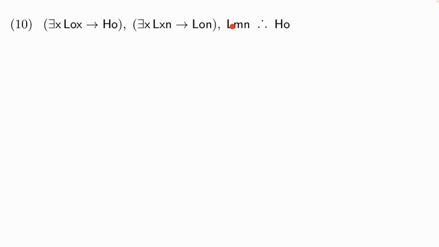So from these two premises, I'm going to be able to derive LON. And once I have LON, then I know that there's someone that O loves. And so therefore, with this first premise in play, I'm going to be able to derive HO, which is my conclusion. So it's pretty obvious if I just look at my premises and my conclusion that I'm going to be able to derive this conclusion from these premises, and therefore this is valid reasoning.